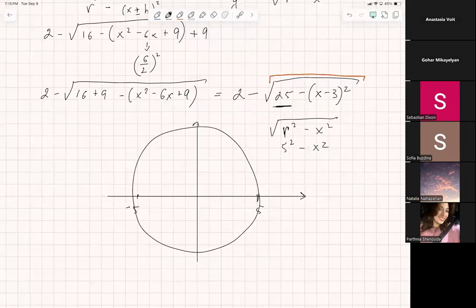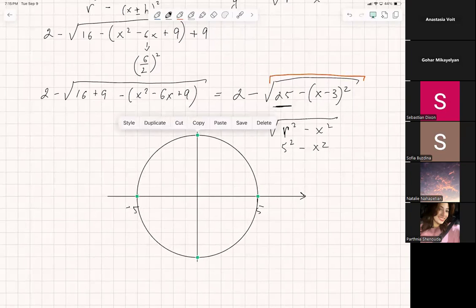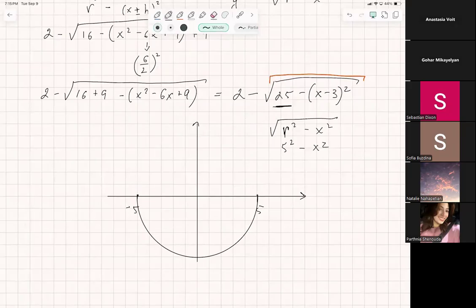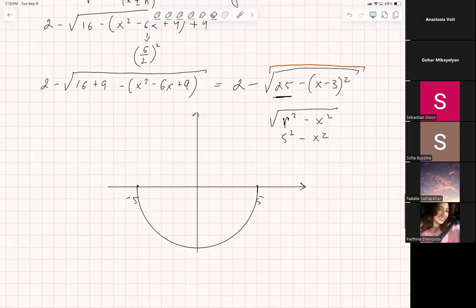So let me see how we can. All right, beautiful. So this is my full circle. Let me erase the upper half. So far so good, right? So this is my square root of negative square root of 5 squared minus x squared, right?